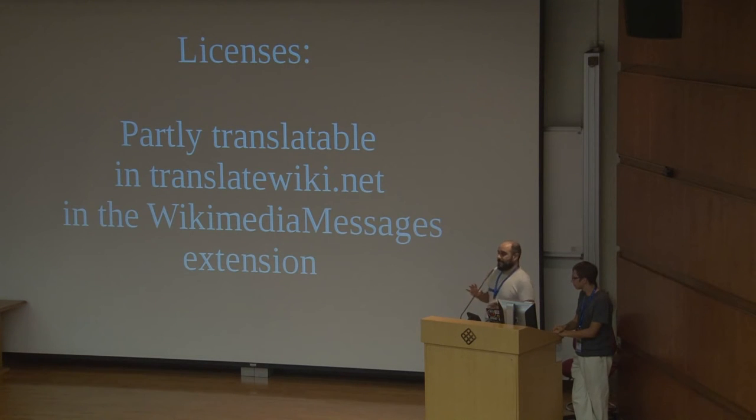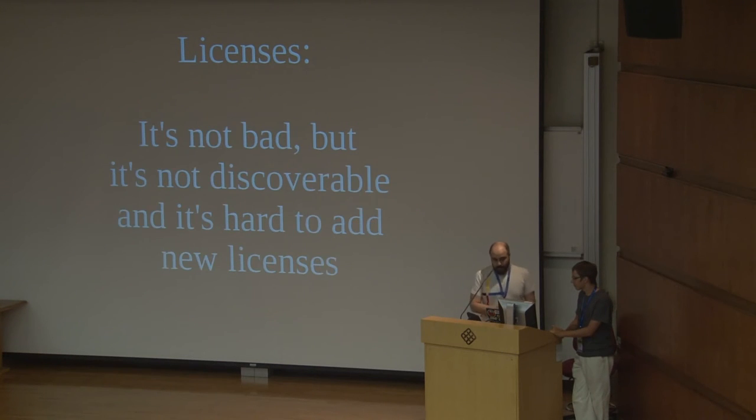Licenses, that is a bit harder. The licenses are translated in the software. It is a MediaWiki extension, which can be translated on the TranslateWiki website. It's not so discoverable. If the license is not translated to your language, you need to know somehow that you need to go to TranslateWiki. That's a problem that we are aware of. We are welcoming solutions of how to change it.